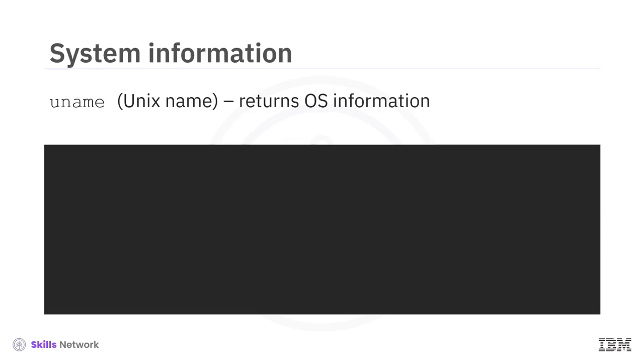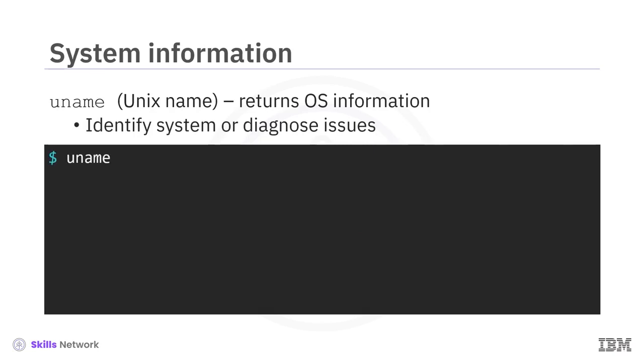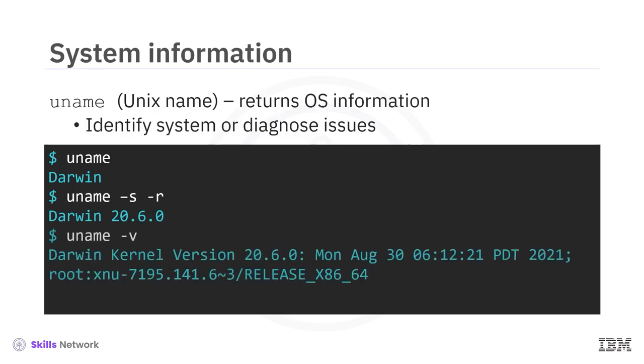The uname command, which stands for Unix name, returns OS information such as the kernel name and version number. This can be used to identify the type of system you're working on or diagnose system-related issues. Entering the uname command returns the name of the operating system, which in this case is Darwin. Including the -s and -r options returns both the OS name and its version. You can also view more detailed version information using the -v option.